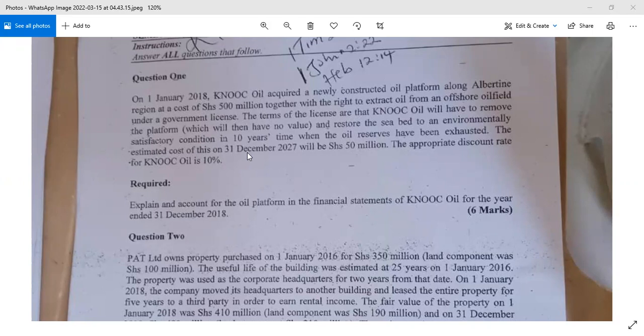Okay. So this question is an IAS 16 question. It's that component of cost, the last component, which talks about estimation of dismantling costs, or what you call the present value of dismantling costs. What would be the best example?